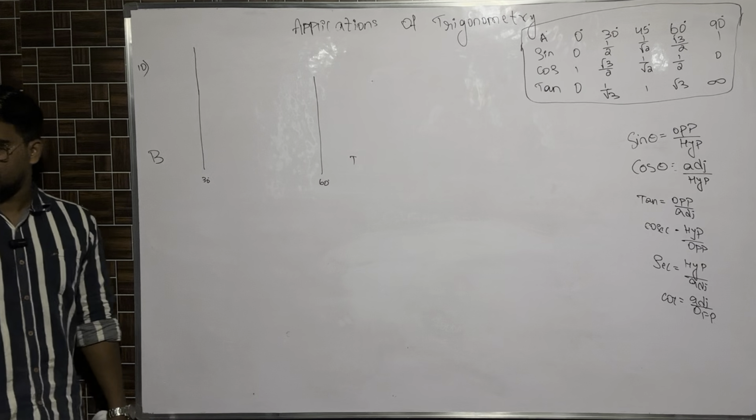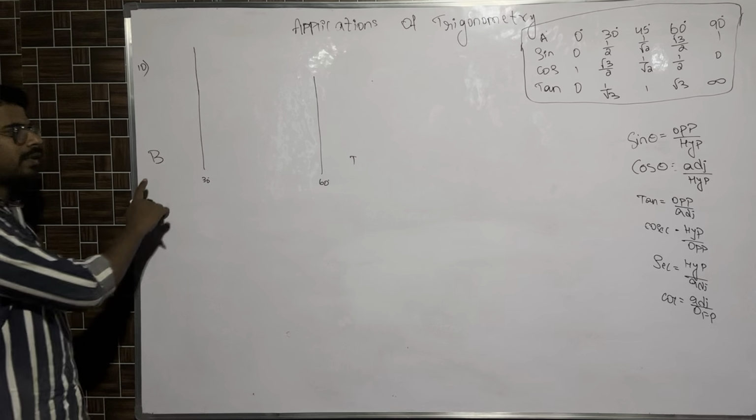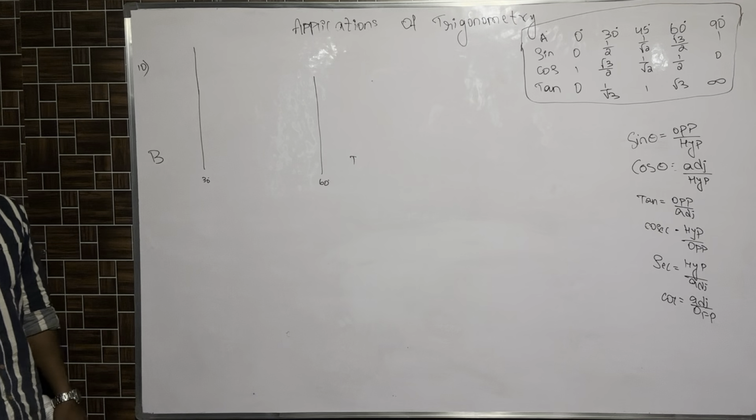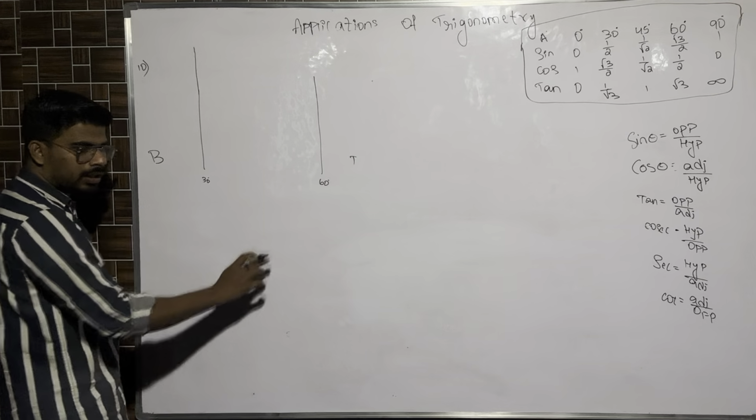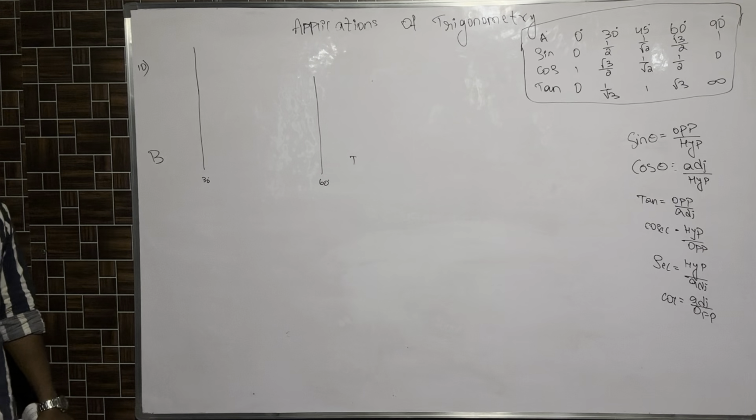So you just have to draw two similar lines, and one of them you consider as the building and the other as the tower. Now put those angles you draw at the bottom. Wherever you have the larger angle, opposite to that is the taller structure.